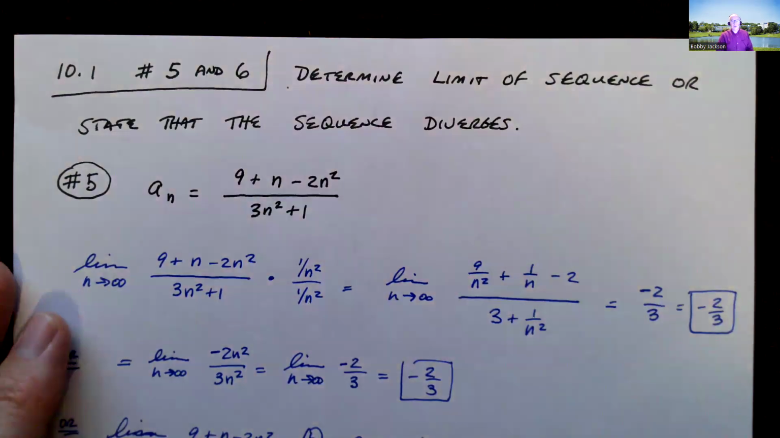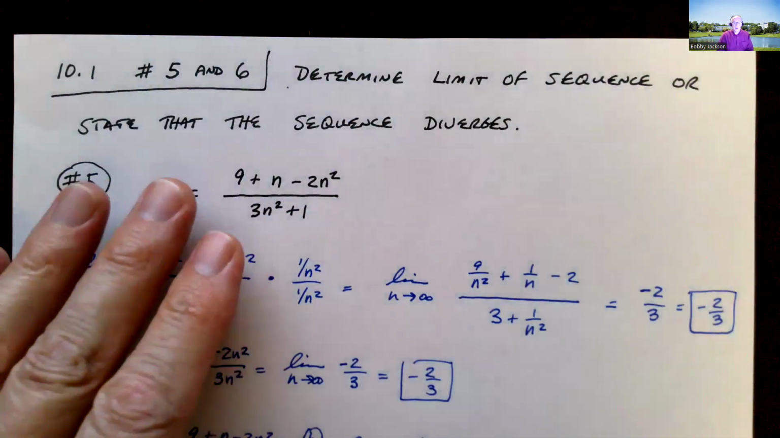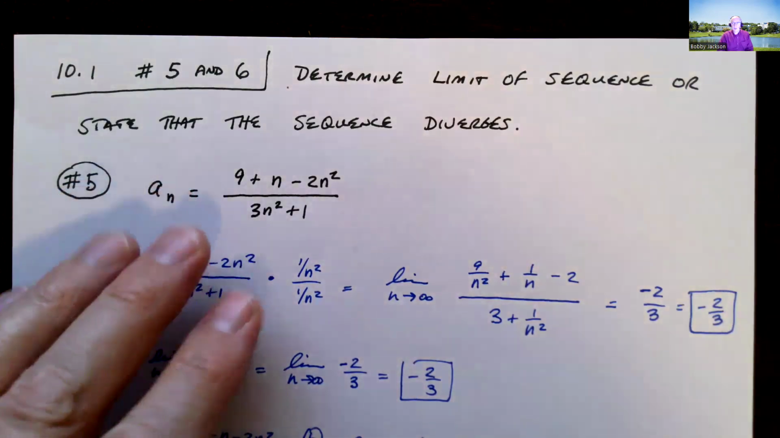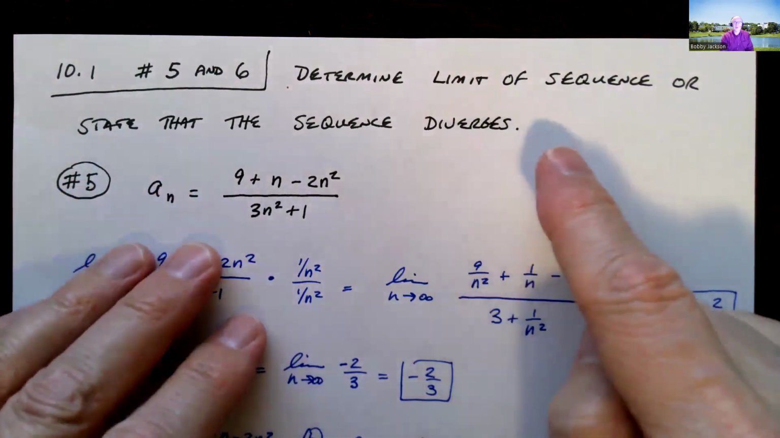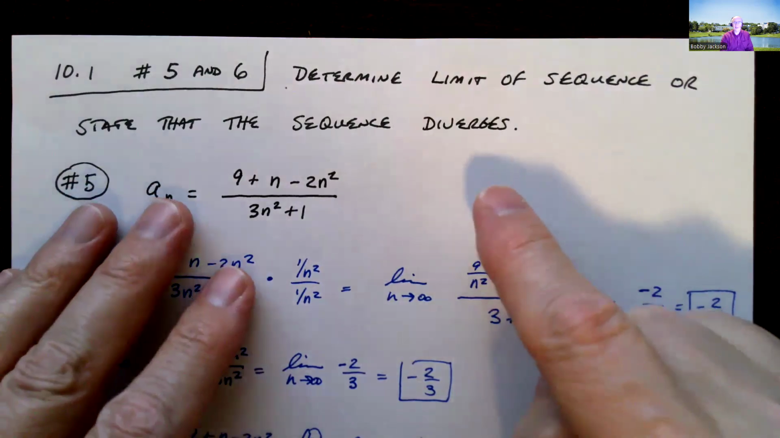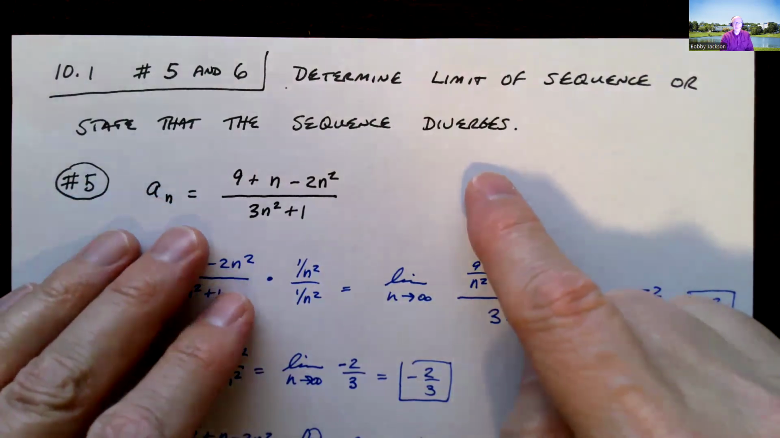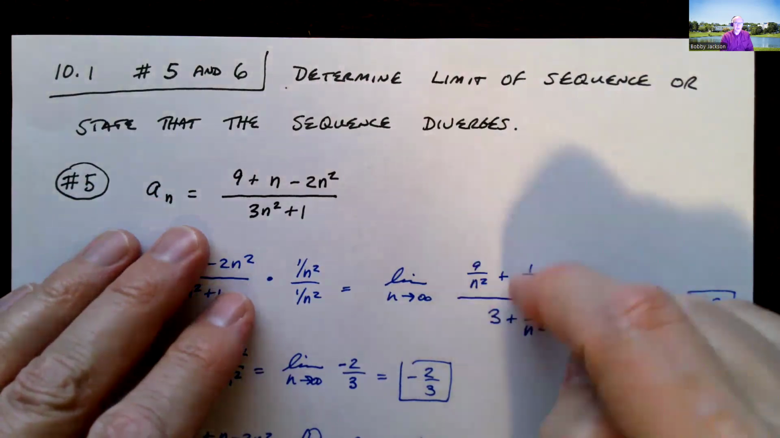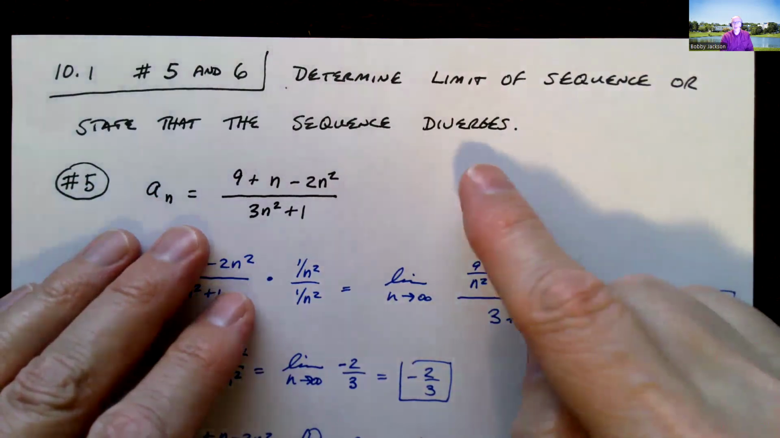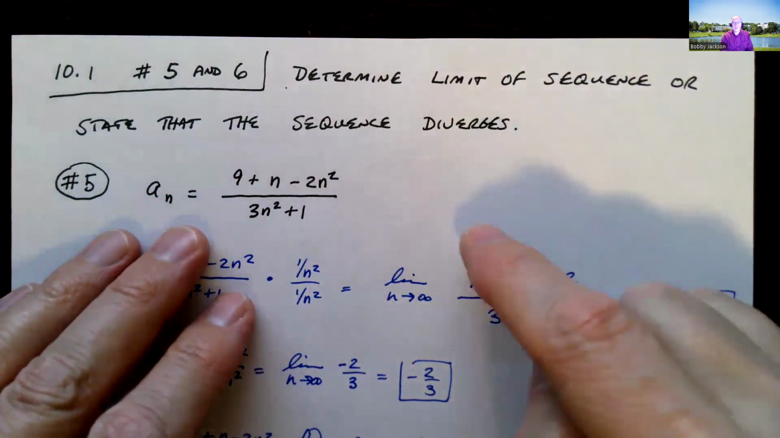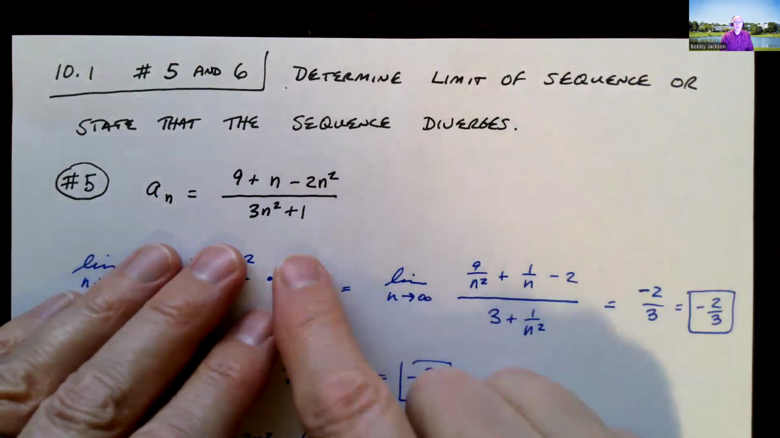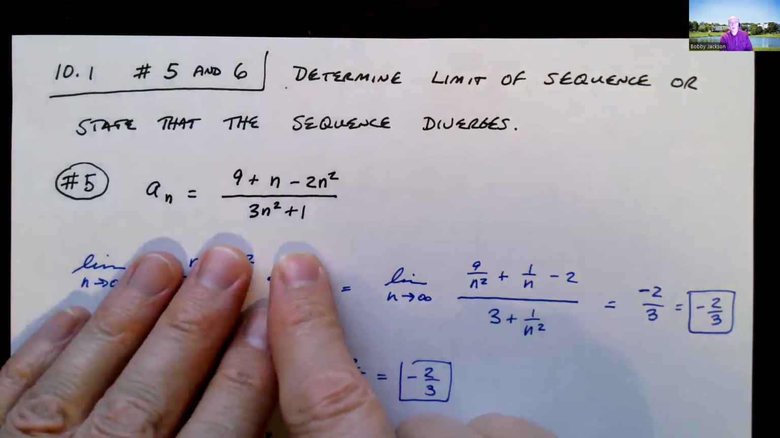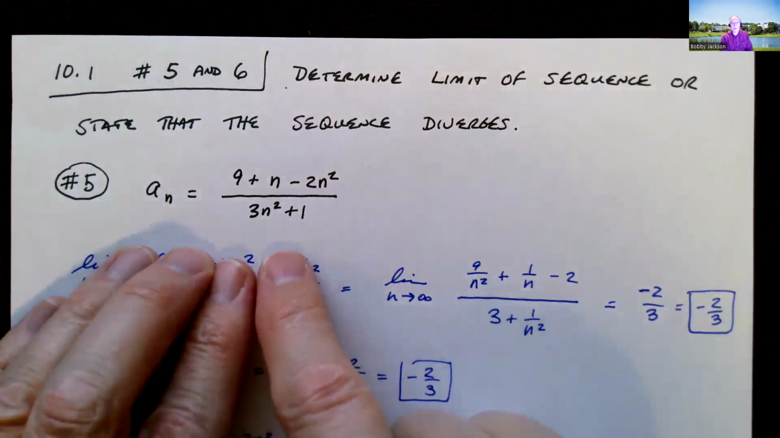Hey everyone, let's take a look at two problems in 10.1, numbers 5 and 6. In both of these, we're going to determine the limit of the sequence or state that the sequence diverges. Of course, it will be divergent if the limit of the sequence either does not exist or is infinite, plus or minus infinity. Okay, the first sequence, here's the general term or nth term of this sequence, a sub n.